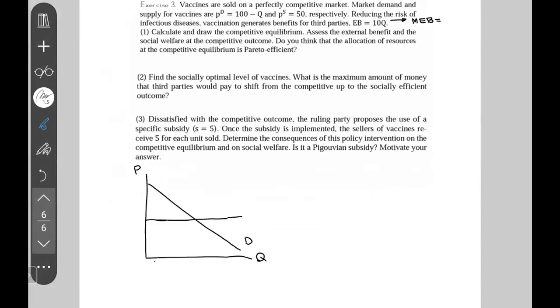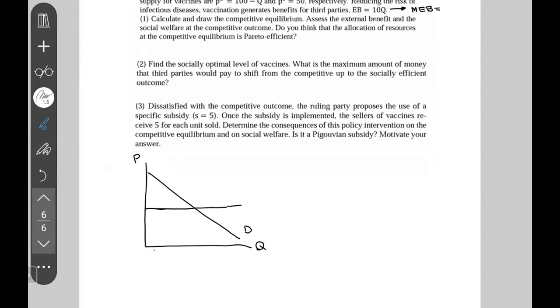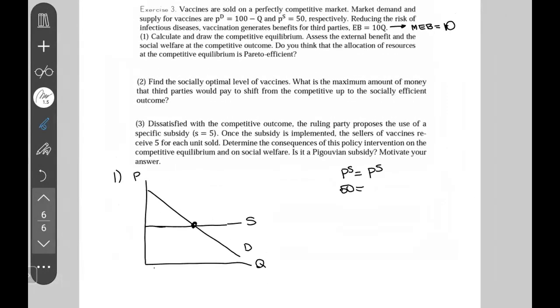So obviously to find the competitive equilibrium, that's just a classic procedure of making supply equal to demand. You just have to make them equal to each other. And remember that you can either take the prices equal to each other, or you can take the quantities equal to each other. But since they've already solved for the prices, it makes the most sense to set those equal to each other. First supply is 50, and the demand is 100 minus Q. So then we're just going to get a quantity equal to 50.